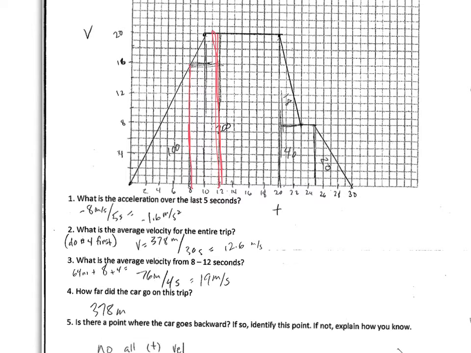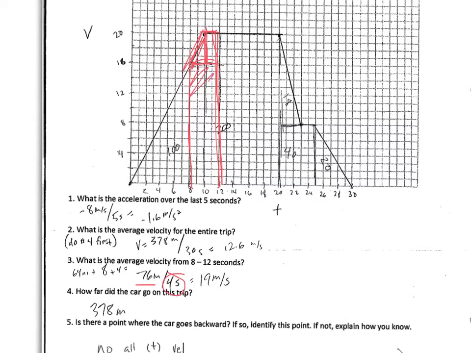So we're looking at average velocity from 8 to 12, which is the total displacement divided by the total time. The total time is easy to figure out. It's just 12 minus 8 or 4 seconds here. The displacement we figure out by doing another area under the curve, only this time just between 8 and 12 seconds. So I think the easiest way to do that is to split this up into 3 shapes.